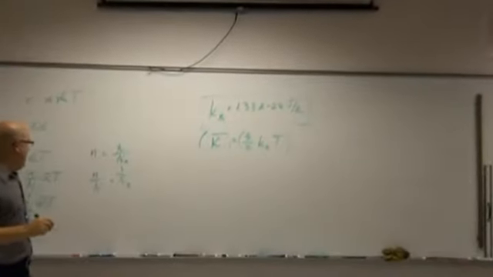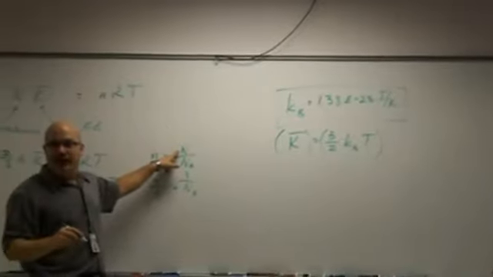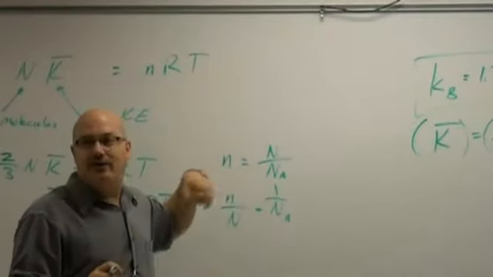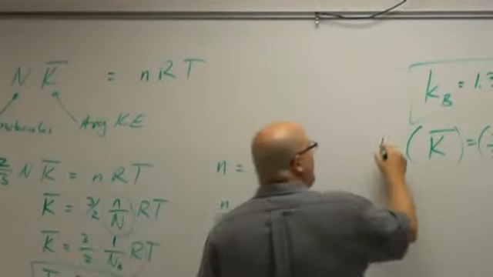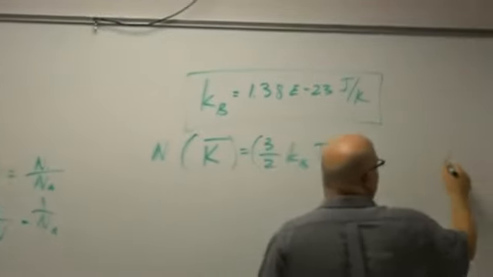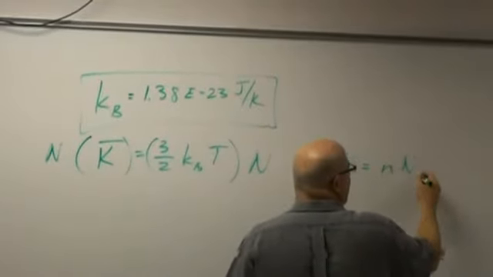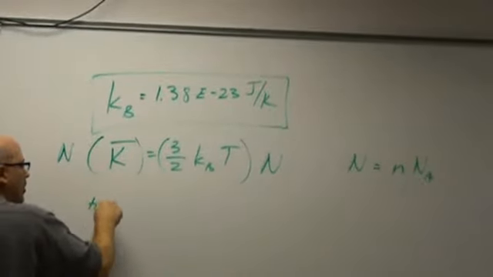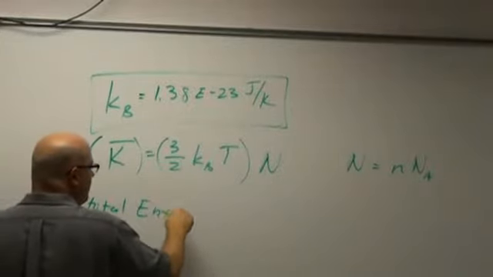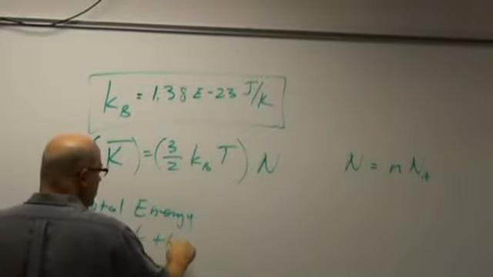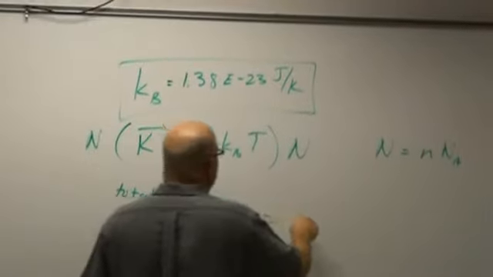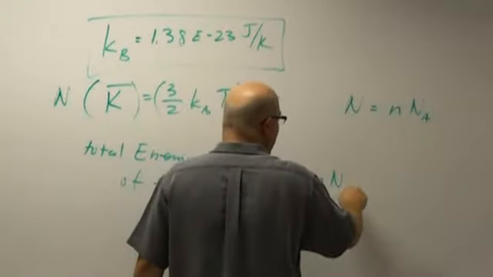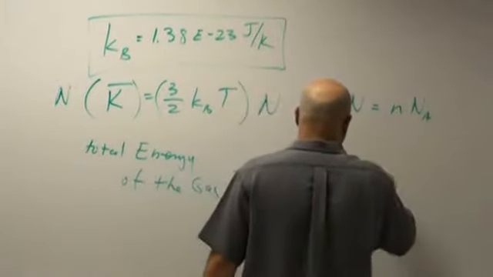So you could either multiply by the total number of molecules, N, or, if you know the number of moles, you'd multiply by the number of moles times Avogadro's number. So you multiply both sides by N, where N equals the number of moles times Avogadro's number. And when you do that, you'll get the total energy of the gas, and that's going to equal 3/2 k_B times n times Avogadro's number times T.